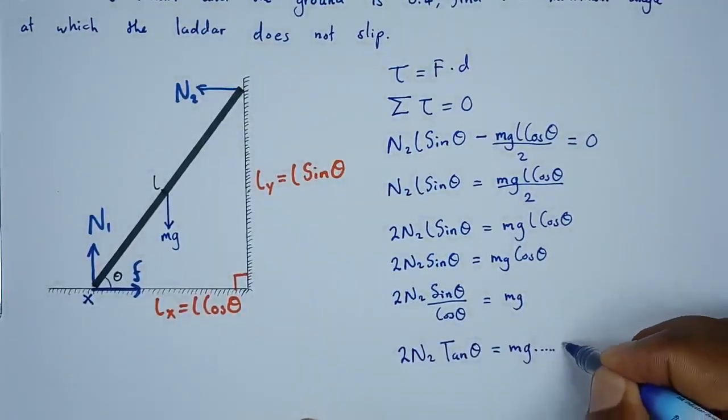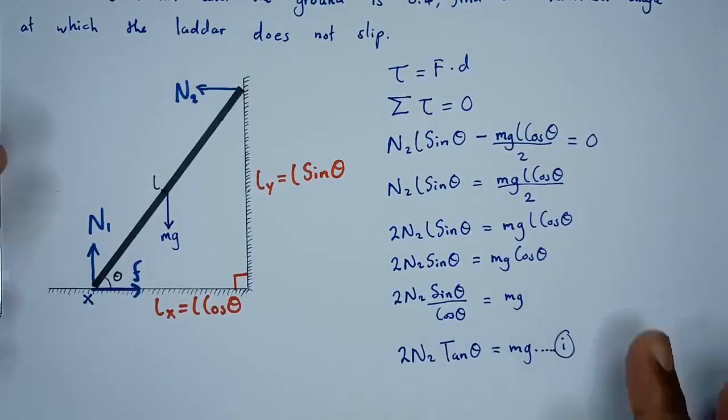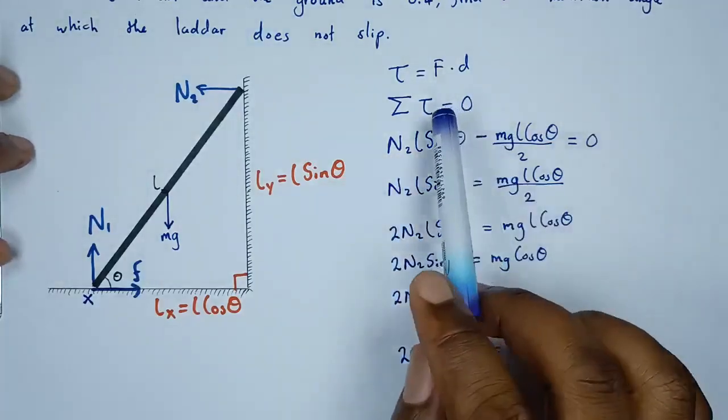Okay. Let's call this equation 1. We'll come back to it. So now that we have equation 1, let's see what we can combine it with to see what we're going to get. So this was obtained, of course, by using the concept of torque.